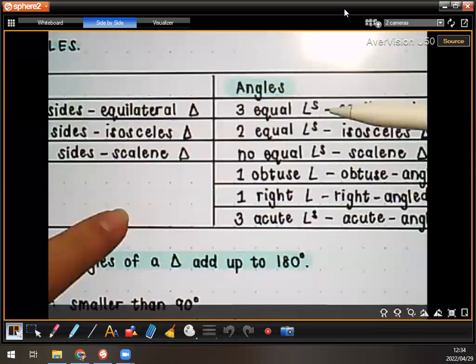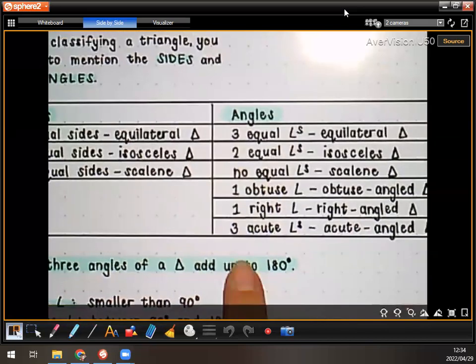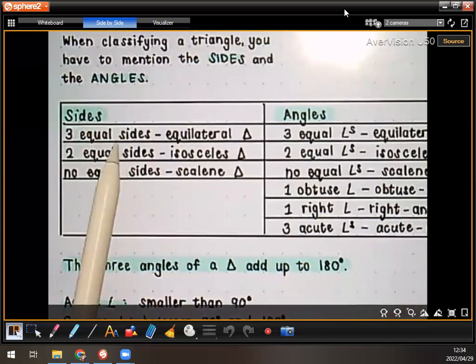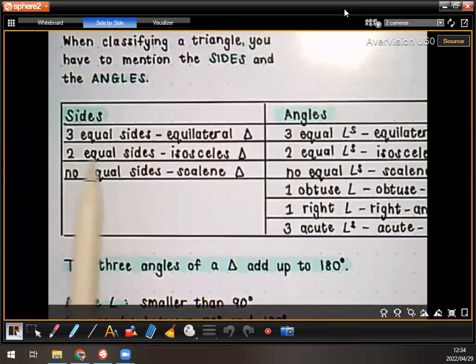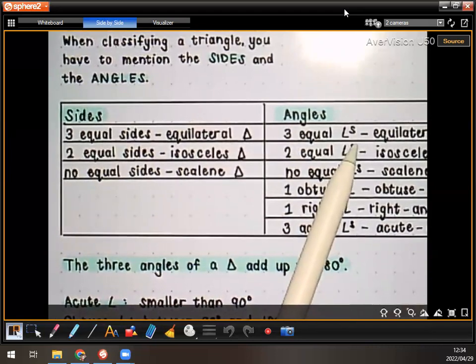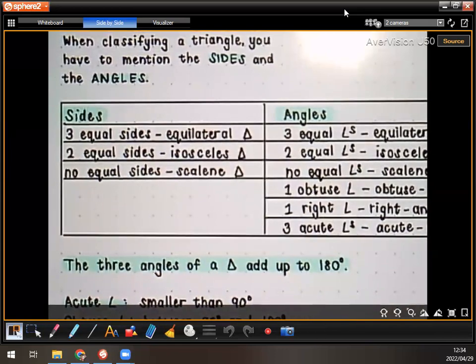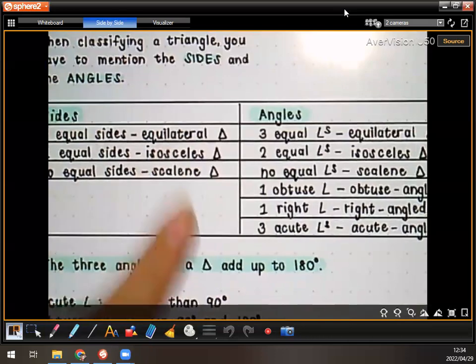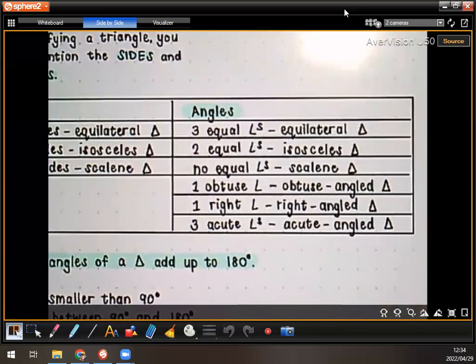But let's look back at the table that we just wrote down, guys. Next to where we wrote down the things about the sides, we wrote down about the angles as well. So these ones go hand in hand. If you have 3 equal sides in a triangle, you will also have 3 equal angles, always, right? If you have 2 equal sides, you will also always have 2 equal angles. If you have no equal sides, you will also have no equal angles. So even if they haven't given you information about the sides, you can figure out something about the sides by looking at the angle.